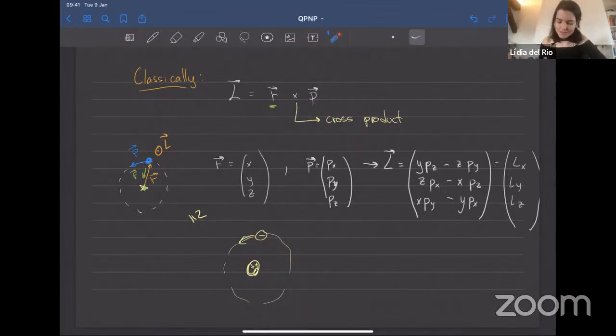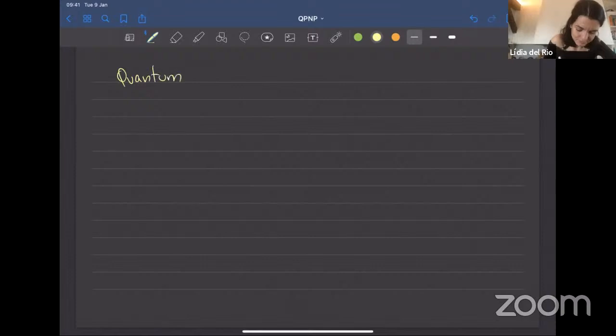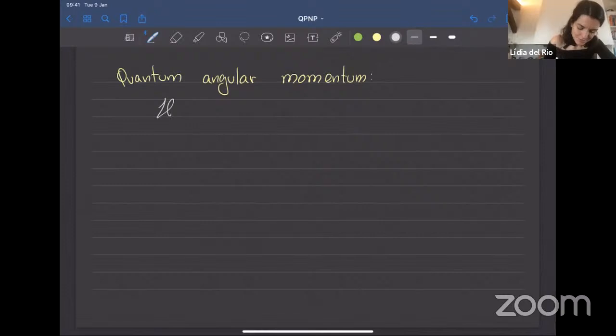So now we have to define this in the quantum case. I mean, we don't define these vectors right away like this. What we do is say, okay, quantum angular momentum. Well, what's our Hilbert space overall? It's our 3D Hilbert space, right? Which is Hx, tensor product with Hy, tensor product with Hz, right?